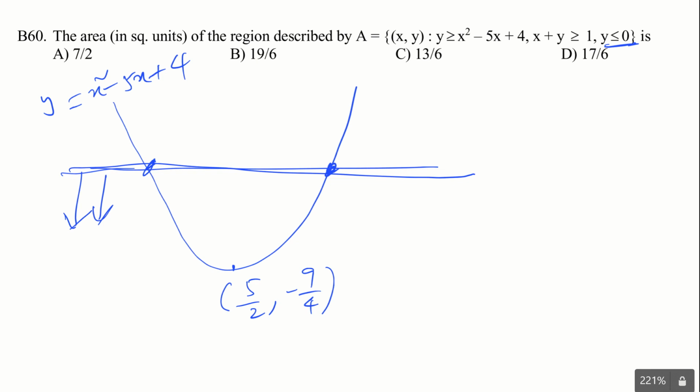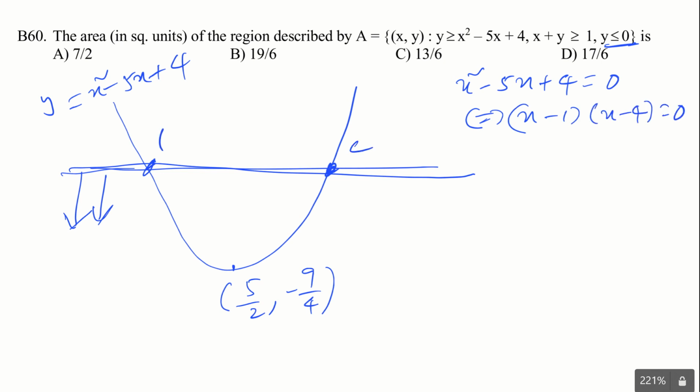Now where is it intersecting the x-axis? Let me see those points of intersection. X square minus 5x plus 4 is the parabola, quadratic equal to 0. From this I am getting x minus 1 into x minus 4 equal to 0. So these 2 points are nothing but 1 and 4. X equal to 1, x equal to 4. Now he is talking about one line also. X plus y equal to 1. Let us see that x plus y equal to 1. Now it is obvious to see that it is passing through 1 comma 0, which is already here. The line will be like this.